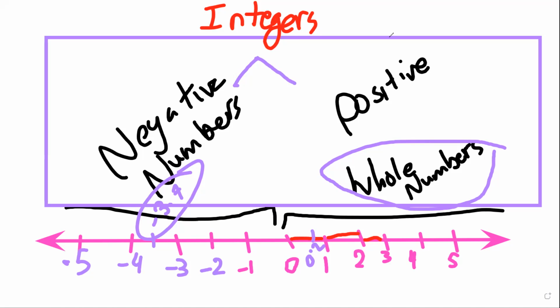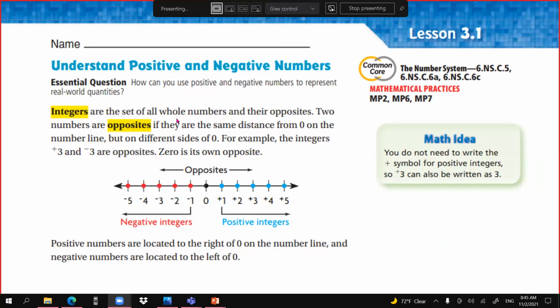Okay, so now let's come back here. Integers are the set of all whole numbers and their opposites. I mean all the positive and all the negative numbers. Two numbers are opposite if they have the same distance from 0 on the number line, but on different sides of 0. What do I mean by it?